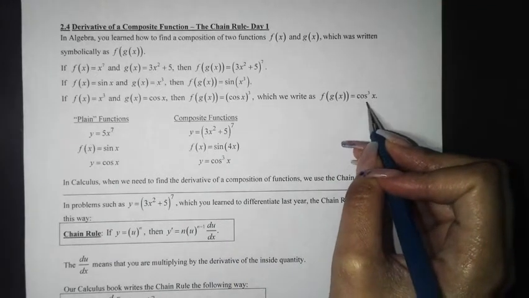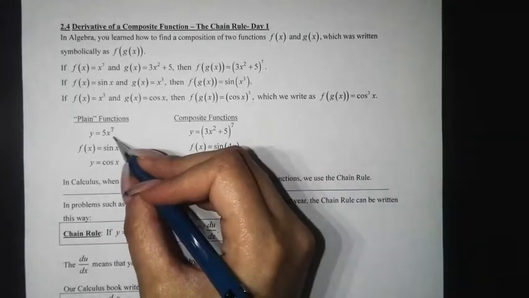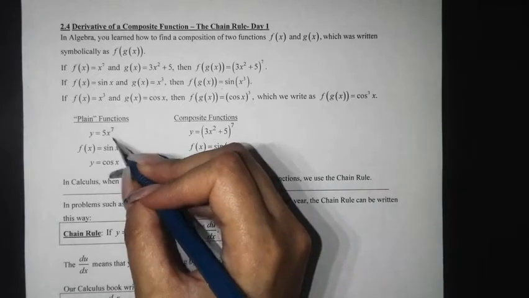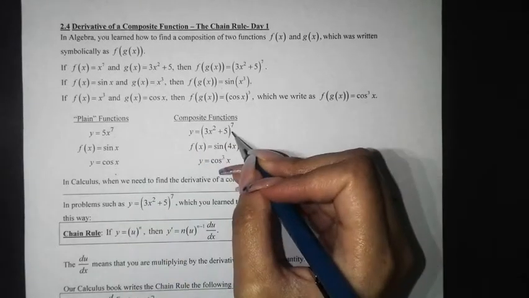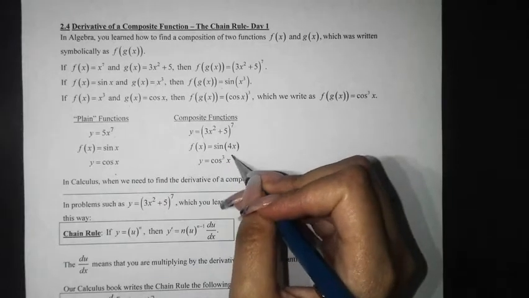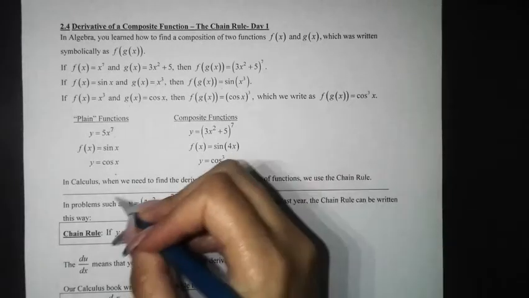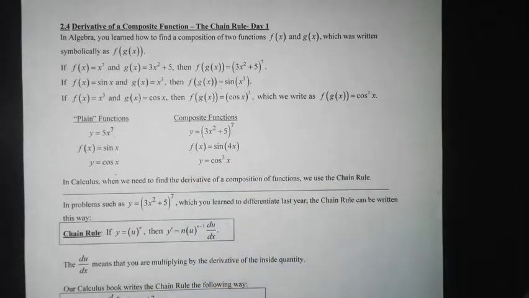Okay, so what we can say is that plain functions are functions that look like this. Composite functions are something that looks like this. So in calculus, when we need to find the derivative of a composition of functions, we are going to use what we call the chain rule.